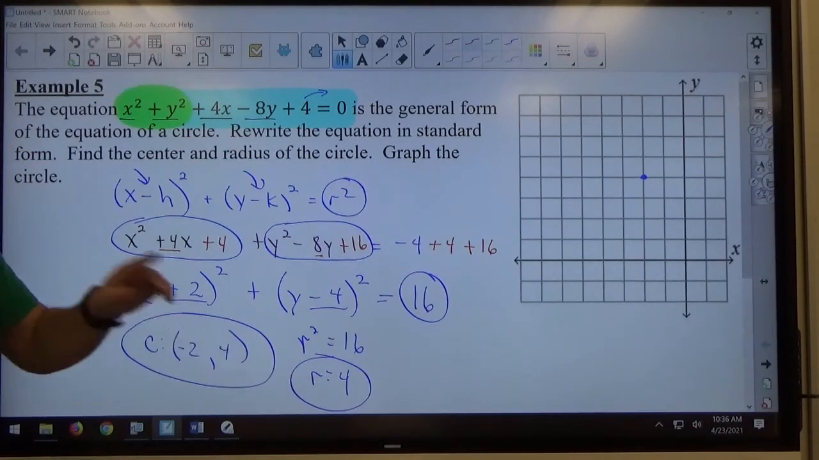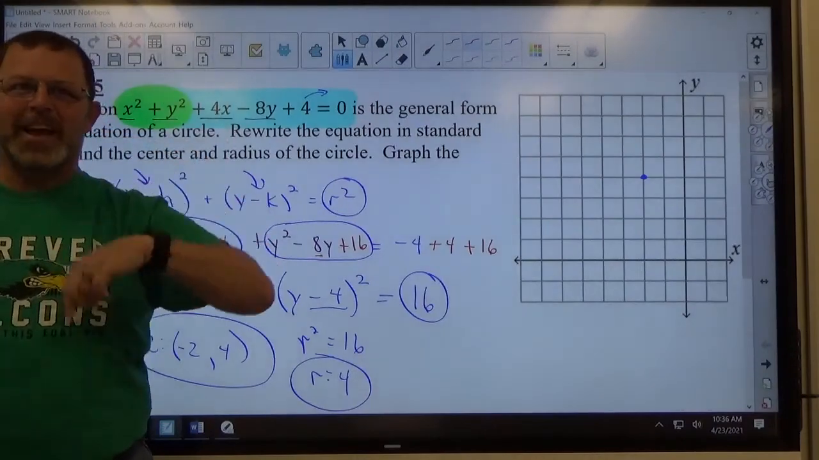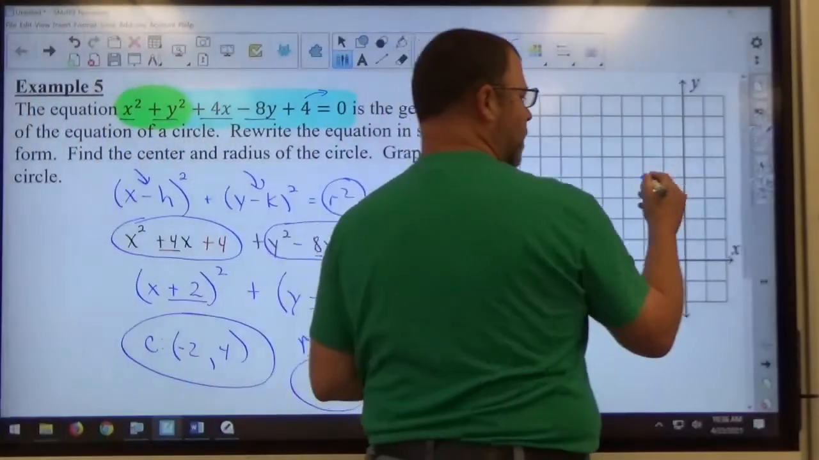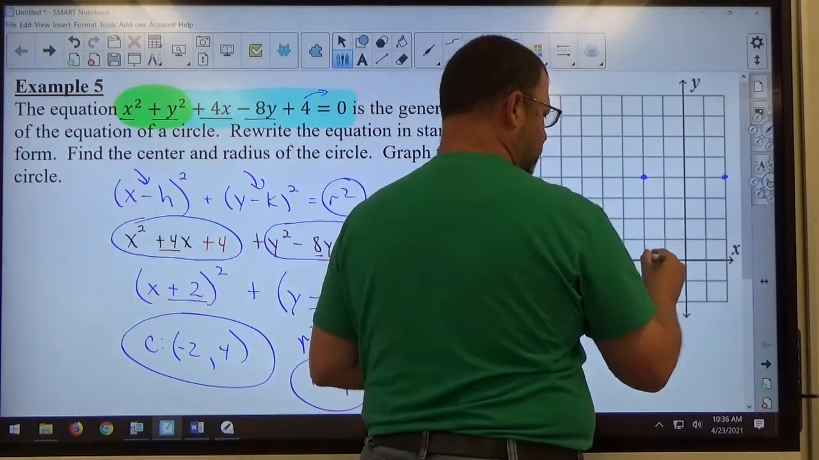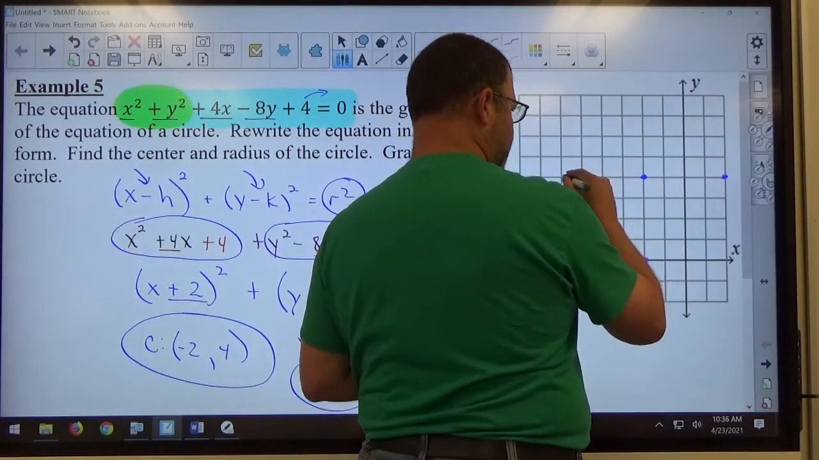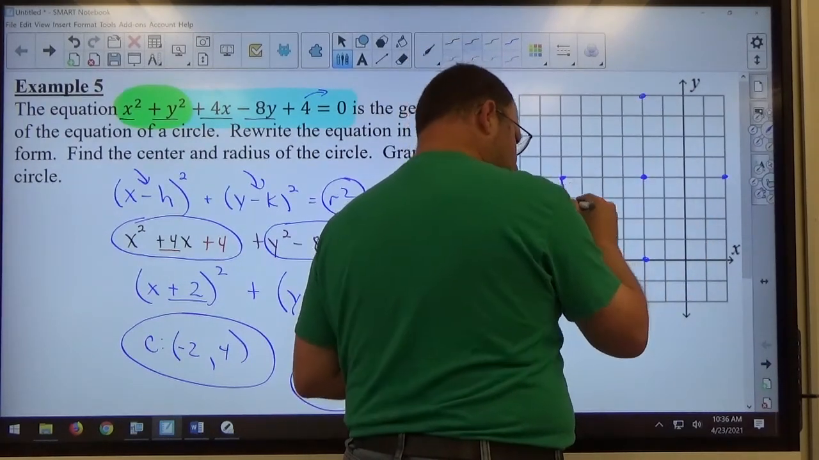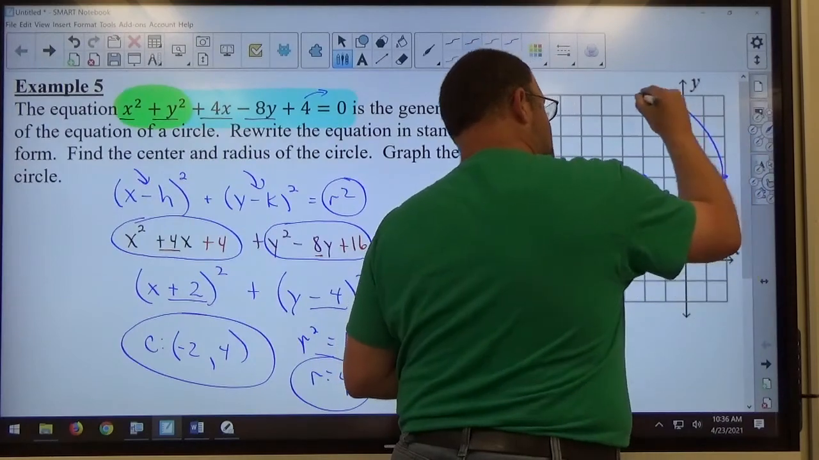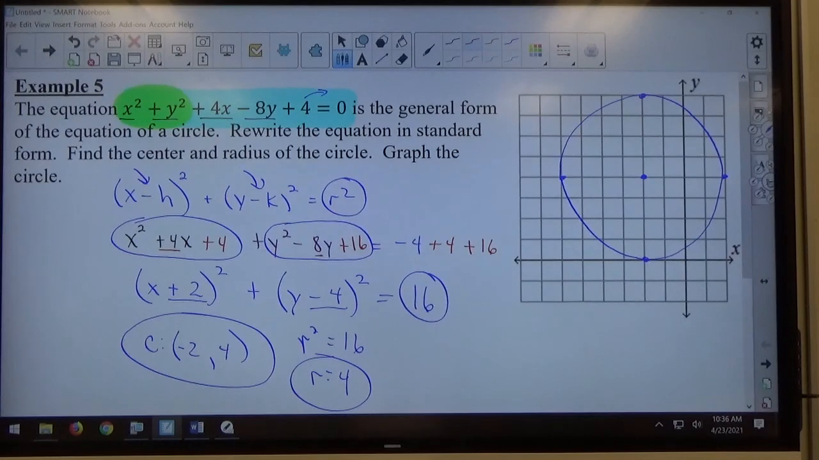So we plot the center first, and use that as a reference point for all the radii, right? So the radius is 4, we're going to go right, up, left, and down from the center. So my center's here, negative 2, 4, and then 1, 2, 3, 4 to the right. 1, 2, 3, 4 down, 1, 2, 3, 4 left, and 1, 2, 3, 4 up. Connect the dots with as pretty a circle as you can make, trying to hit all 4 points in the process. All right. So if you're asked to graph the circle, graph it. If you're not asked to graph the circle, you of course can just give me the center and radius, and then you'd be done with it.